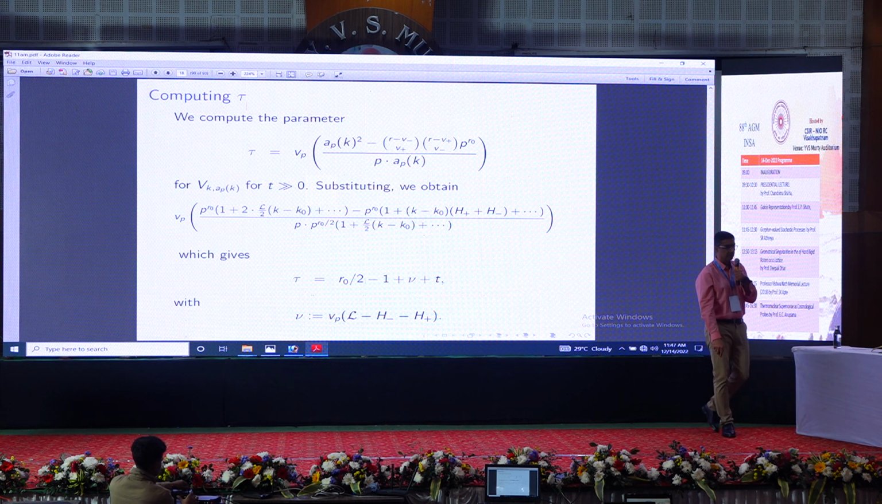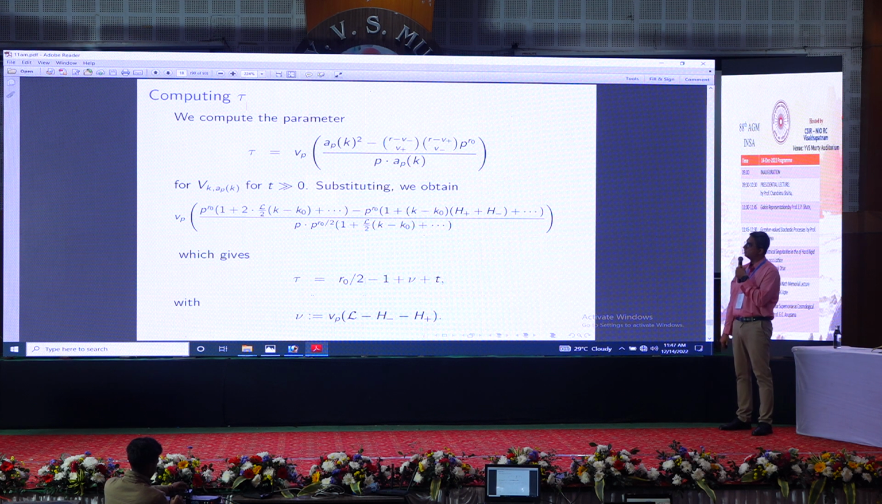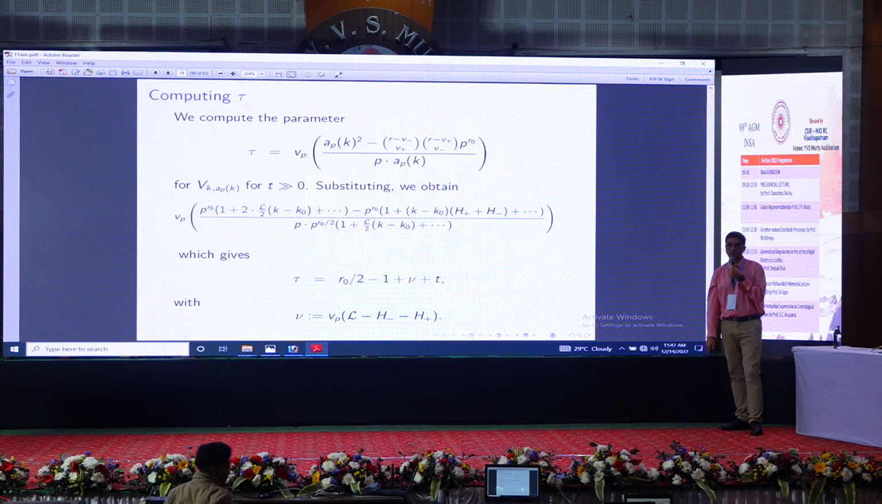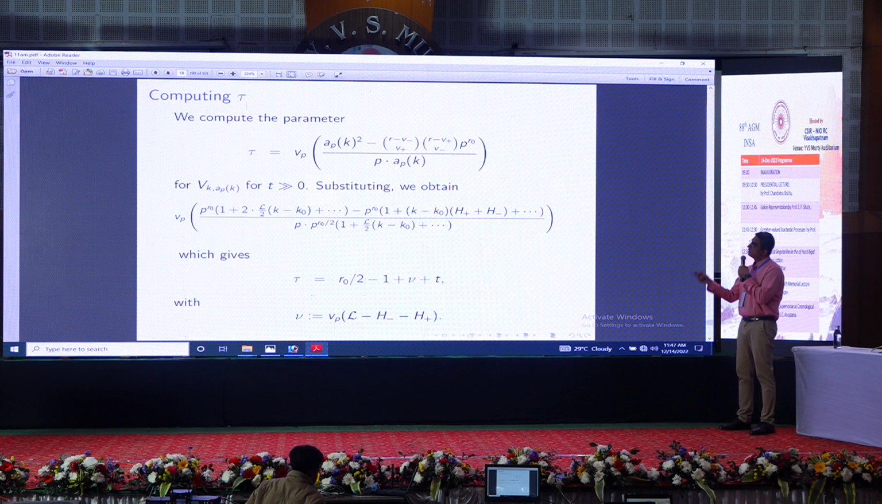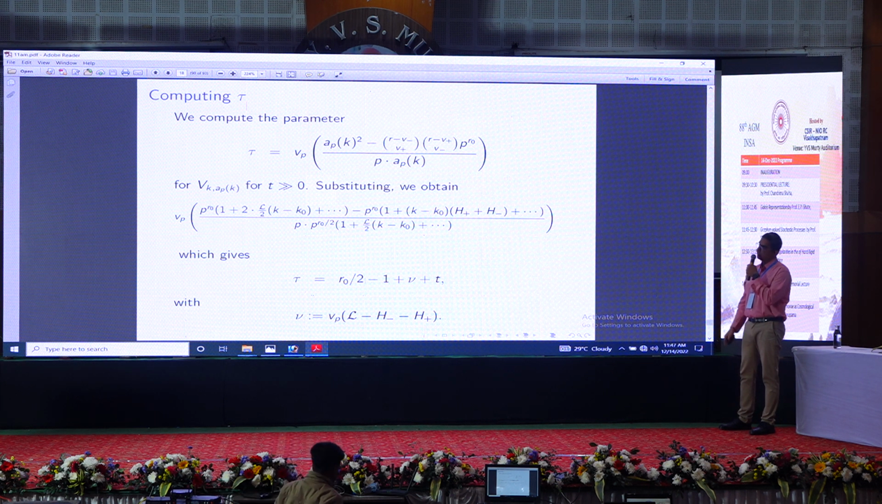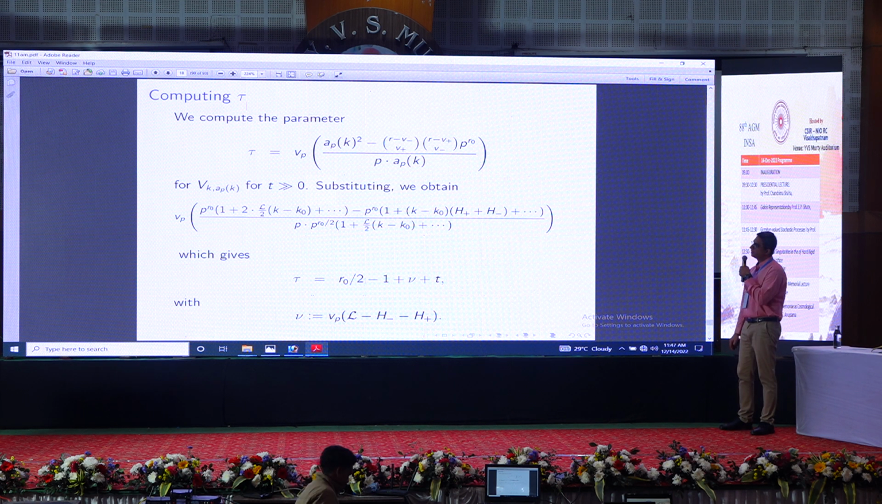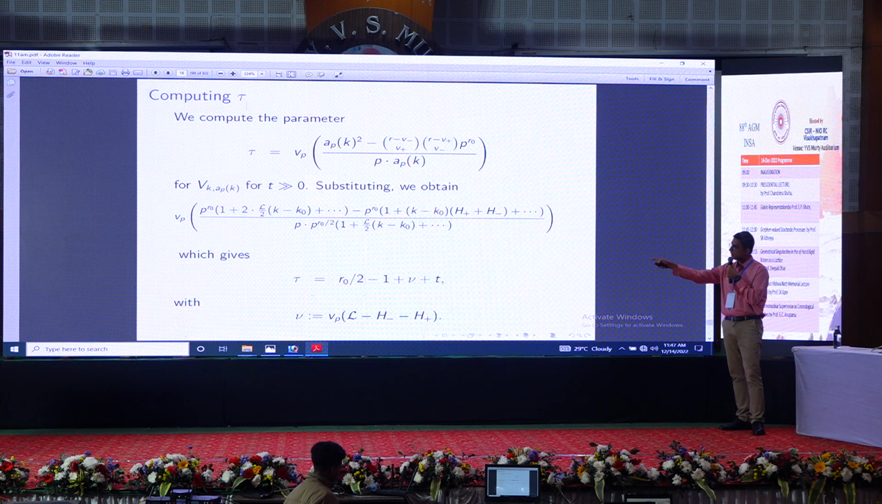So the R naught becomes R naught by 2 and then minus 1 because of the p in the bottom. And then the 1's cancel in the top and you get this expression nu, which is the valuation of the L invariant minus the harmonic sums. And you get t because of the k minus k naught. So this particular parameter becomes this very simple expression, r naught over 2 minus 1 plus nu minus t.